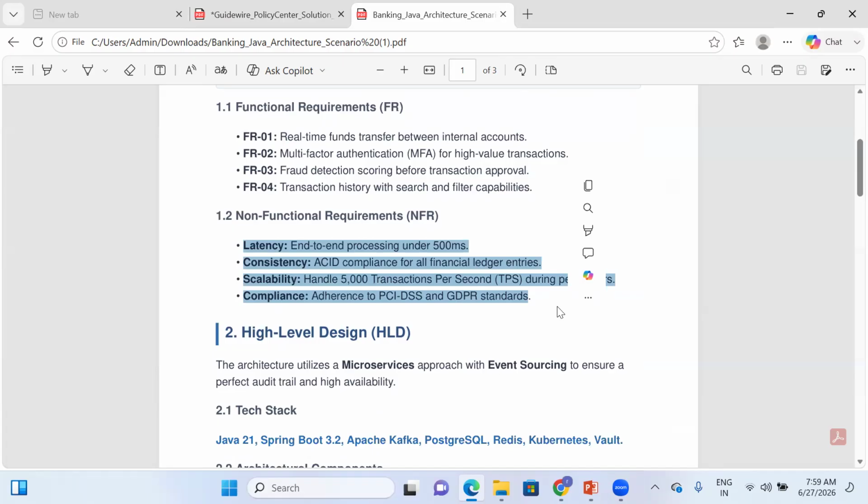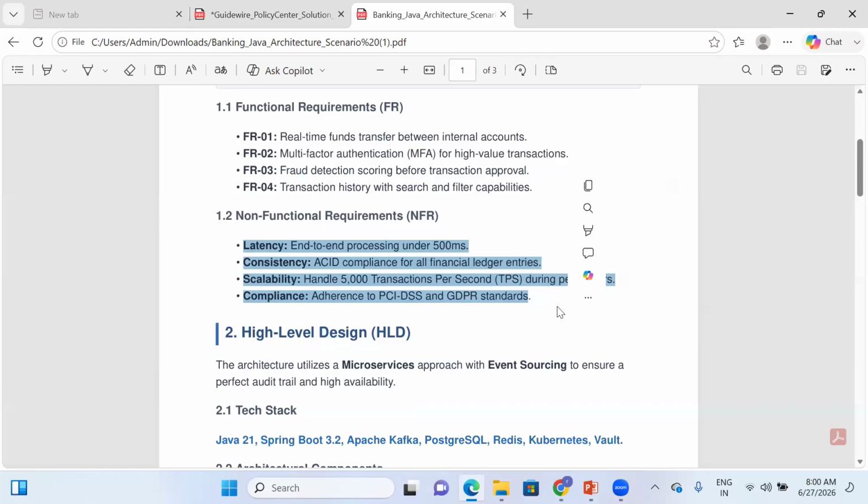Non-functional requirements. The first one is about the latency, end-to-end processing must be performed. That is required. So latency that we have to consider. Second, about the consistency of the financial transactions as well as the ledger entries, because both internal and external auditing will happen. You know that. So for that, maintaining all the financial ledger entries, etc., consistency is important. That is point number two.